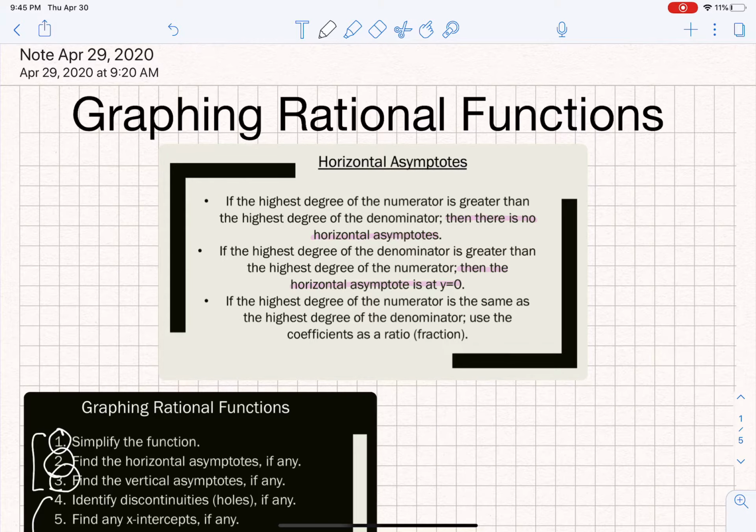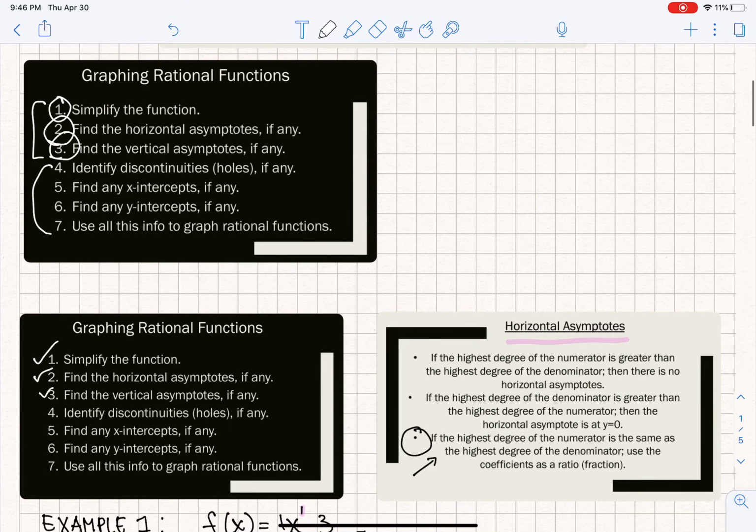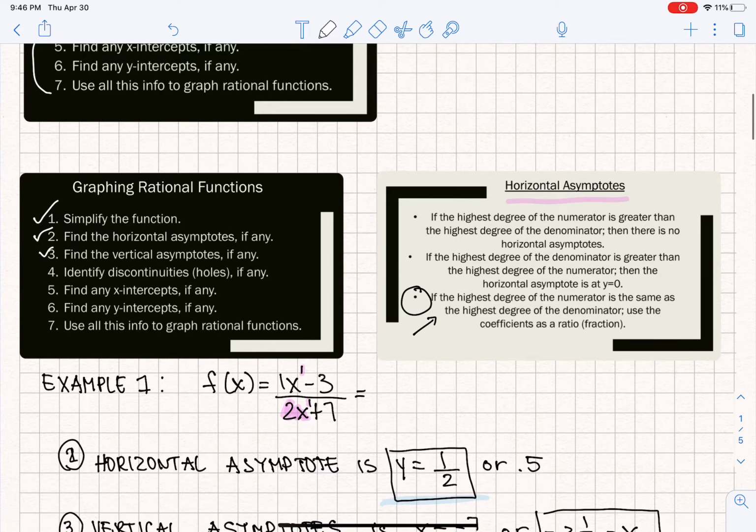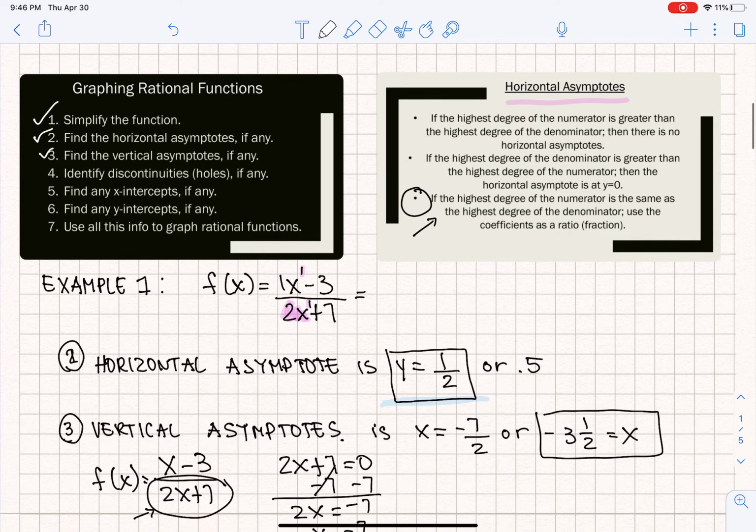Okay, welcome back. We're going to continue our notes for graphing rational functions. What we ended up doing yesterday was we started to piece together these rational functions by first simplifying the function, finding the horizontal asymptotes and vertical asymptotes, okay? So now what we're going to do next is try to finish up 4 through 7 for each of the 3 examples.